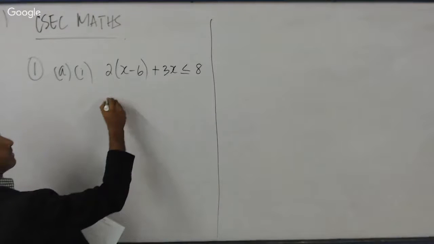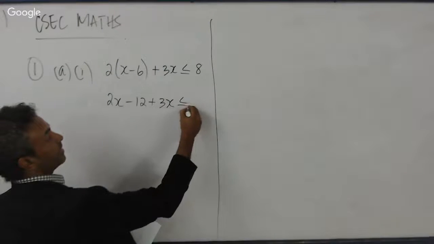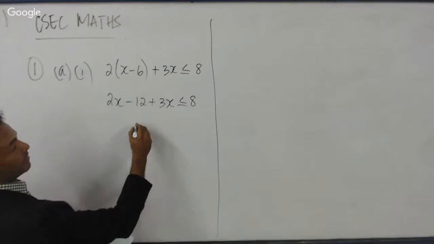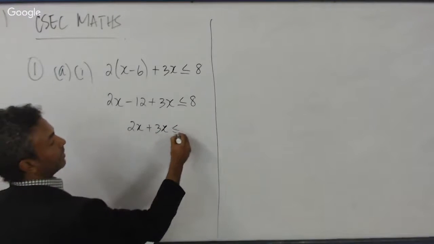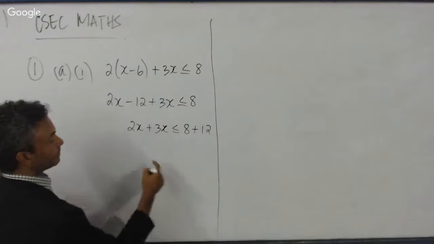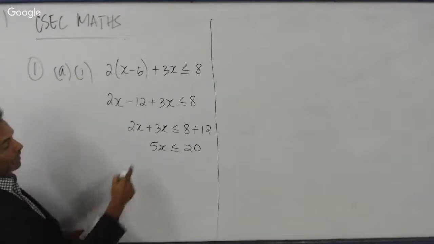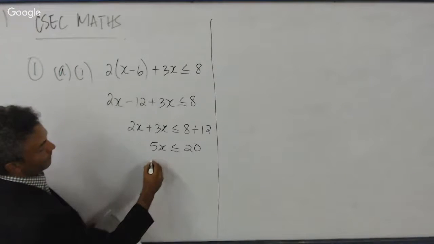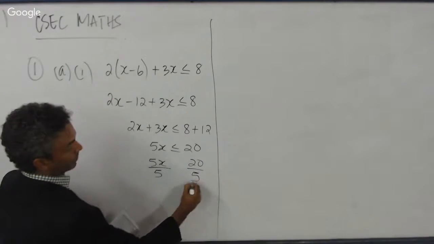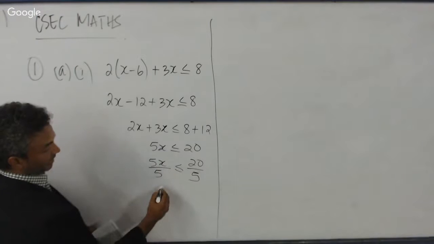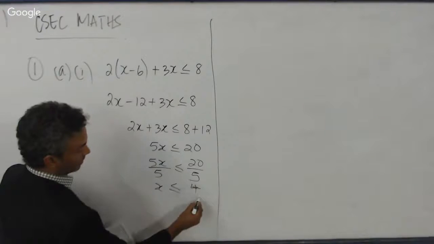Immediately expand the brackets: 2x minus 12 plus 3x less than or equal to 8. x is on one side, so 2x plus 3x less than or equal to 8 plus 12. 5x less than or equal to 20. Dividing both sides by 5, which is a positive, so the sign remains the same. You get x less than or equal to 4. That's the solution.